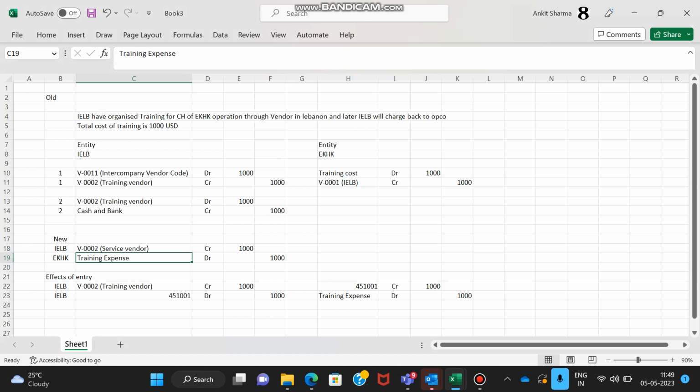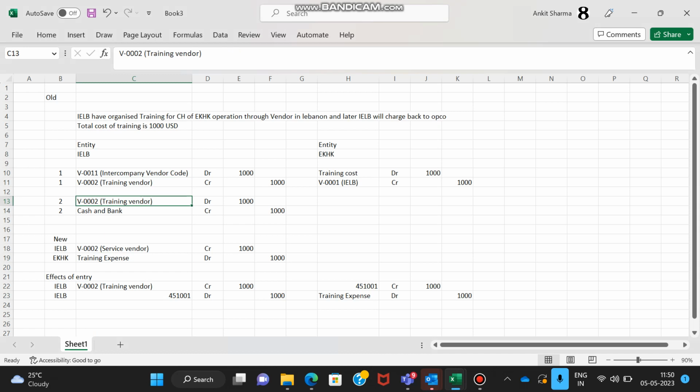Before the new mechanism of intercompany accounting, these transactions were accounted as follows in the books of IELB. They would debit the intercompany vendor code, because previously all the intercompany transactions were done through the vendor module, and later they would credit the training vendor. So without accounting for expenses in their books, they would do this entry, and later when they pay the vendor, they would debit the training vendor account and credit the cash account.